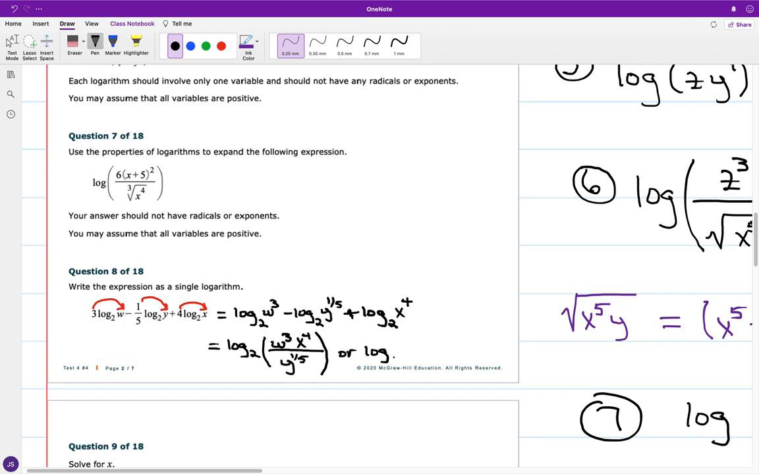If there could be any other way to express this, this would be like taking the base 2 logarithm of w cubed times x to the 4th over y to the 1/5. This would just be the 5th root of y.